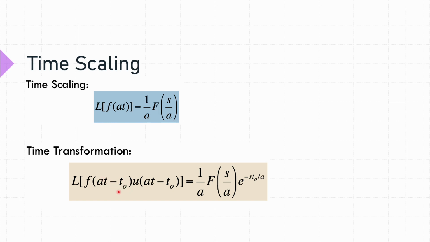And don't forget, since there is a time shift of t naught, there is going to be an exponential of negative s t naught, and the t naught will also be divided by a. So if there is a combination of time scaling and time shifting, everything must be divided by the value of how much the time is scaled up. The amplitude is divided by a, the s is divided by a, and the exponential for the time shift is also divided by a.